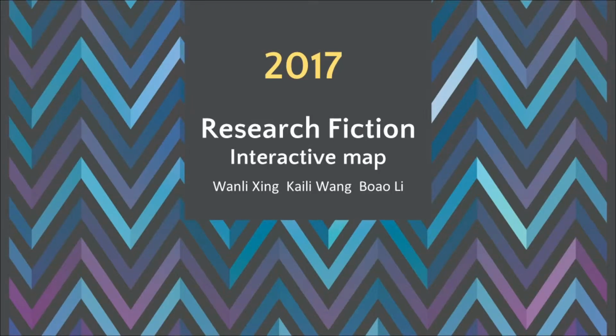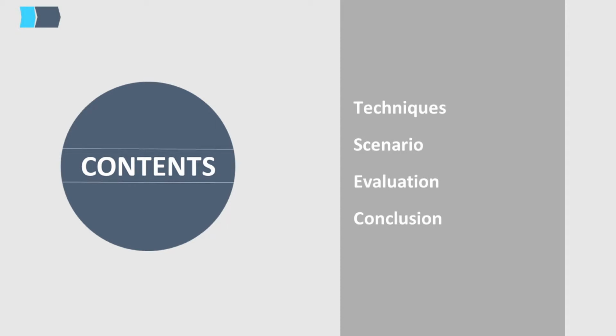This is a research project on interactive map and mobile computing. In this project, we implemented a location awareness mobile application with interactive map and analyzed the connection between several forms of map interaction and user shopping behaviors. In the end, we evaluated user experience with the interactive map and static map. In this video, we're going to present this project through four parts, which are techniques, scenario, evaluation, and conclusion.